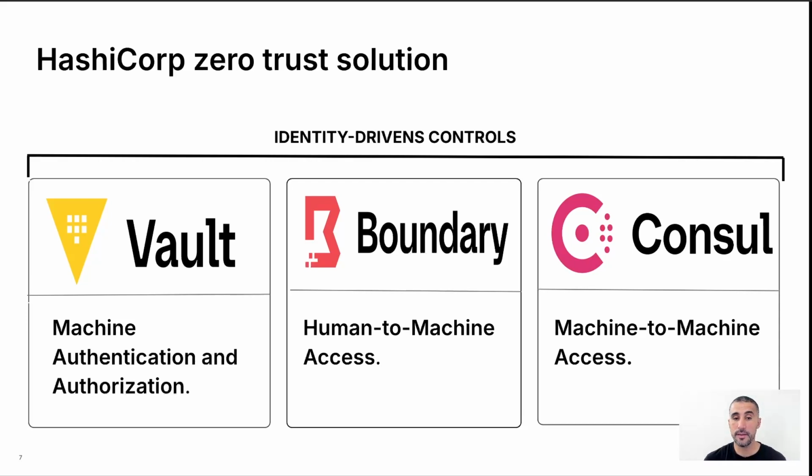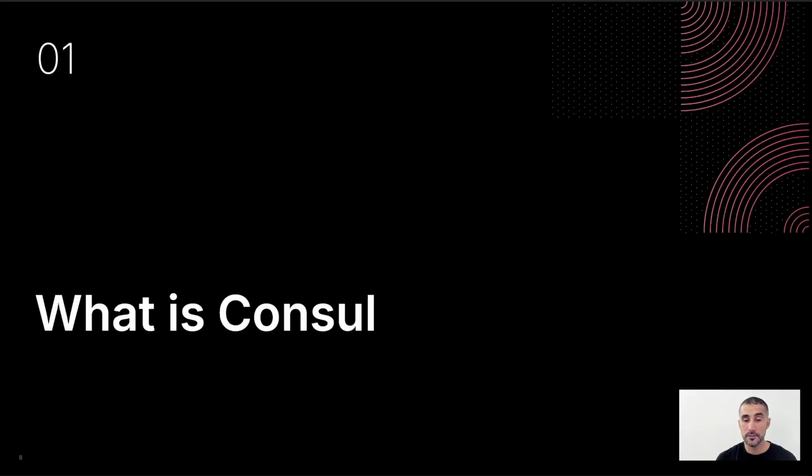HashiCorp has three different products. Vault manages machine authentication and secrets, ensuring that credentials are securely stored and rotated. Boundary provides dynamic identity-based access for human users without exposing credentials. And finally, Consul provides secure service-to-service communication, ensuring only authorized services can talk to each other. Right now, we're going to zoom in on Consul and how it enables secure and scalable communication.